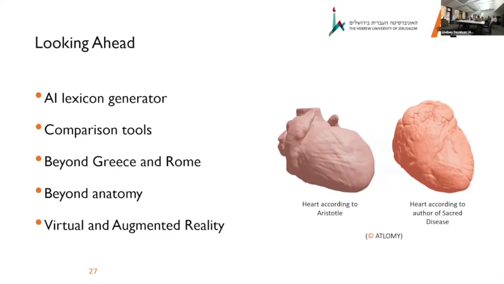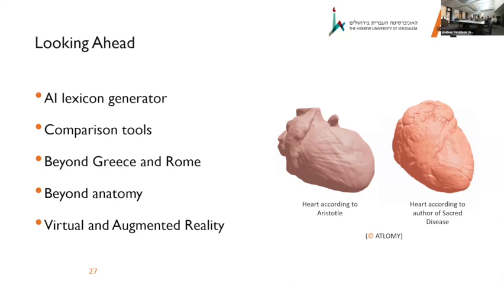Okay, so just to say a few words about what we're looking forward to and thinking of. First of all, we are working on using machine learning to help us write the lemmata, which is of course taking a long time. We want to add into the atlas the means to compare between different models. As I said, we would have different anatomies already in Greek and Roman, so compare the heart according to Aristotle to that of Galen, and also then compare to modern times if you would like.